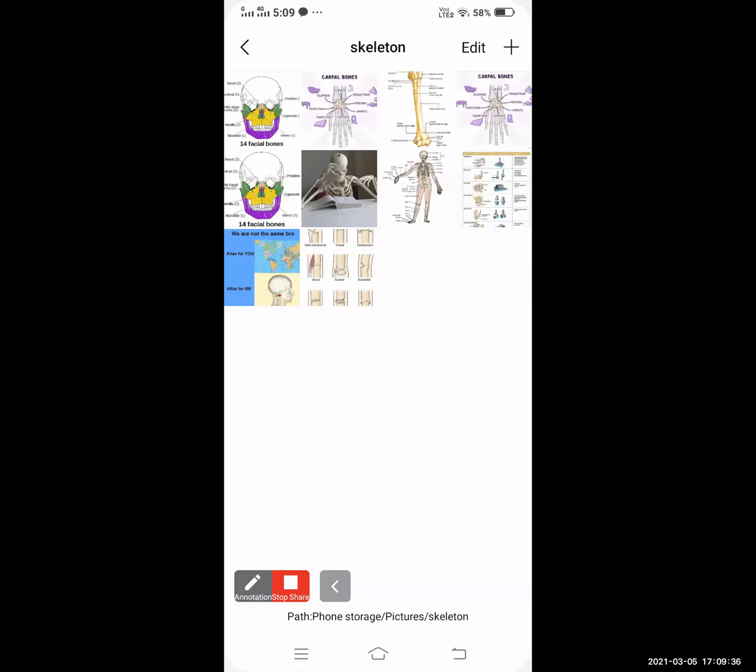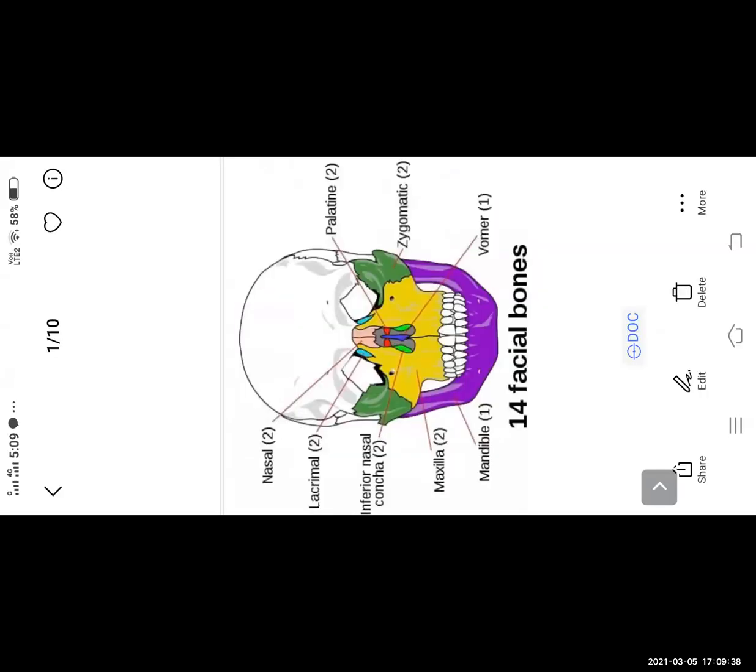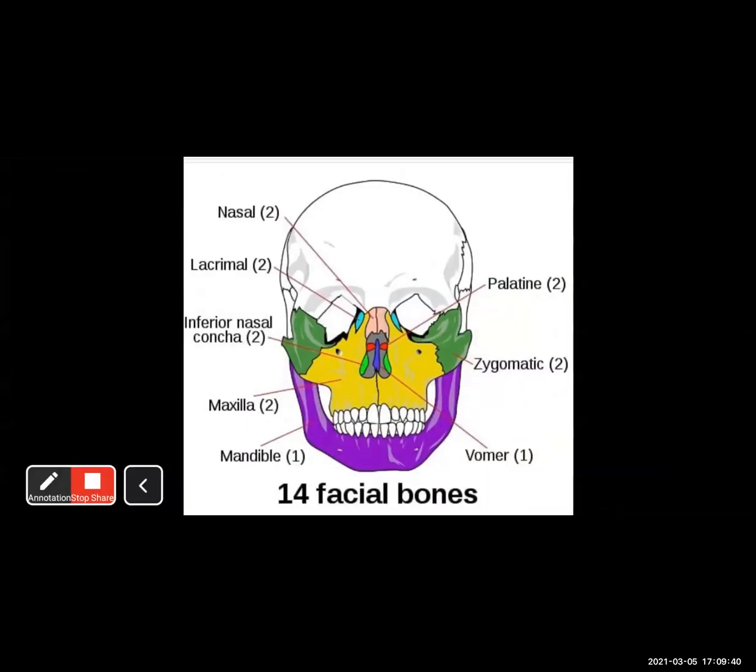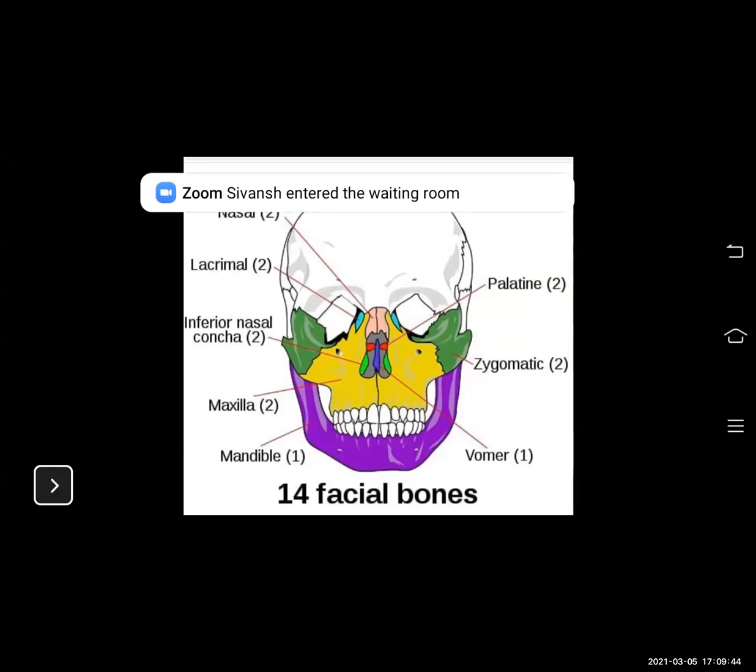Here are those bones. Now you can watch here. These are all facial bones. Now, what are the names of the facial bones? What are the names?